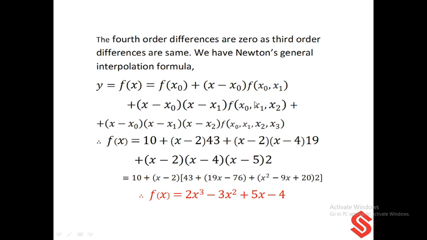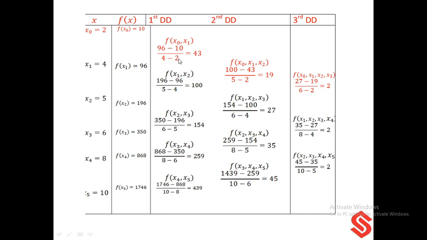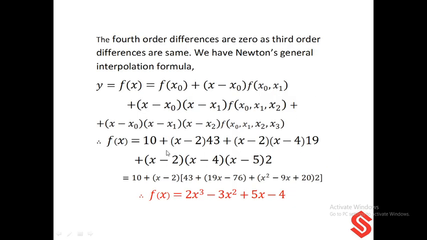x2, x3. So this is the first divided difference, second divided difference, third divided difference. And from the table we have the divided differences: 43 first divided difference, 19 second divided difference, and 2 third divided difference. We substitute the values. X naught is 10. Since we want the polynomial, we keep x as it is, and we go on substituting the divided differences and simplify. We get the polynomial f of x is equal to 2x cube minus 3x square plus 5x minus 4. That is the interpolating polynomial.